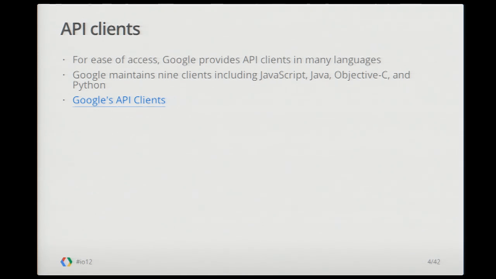We also provide several API clients to make accessing the Google APIs easier for you. We have a total of 9 clients right now. Besides just JavaScript, there's Java, Objective-C, Python, and many more. And I have a link here if you're curious later to see all the clients that we currently have.